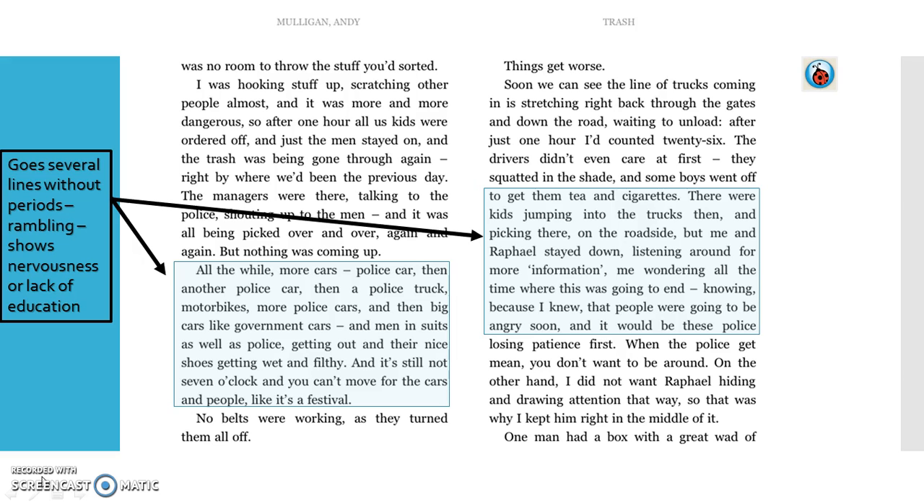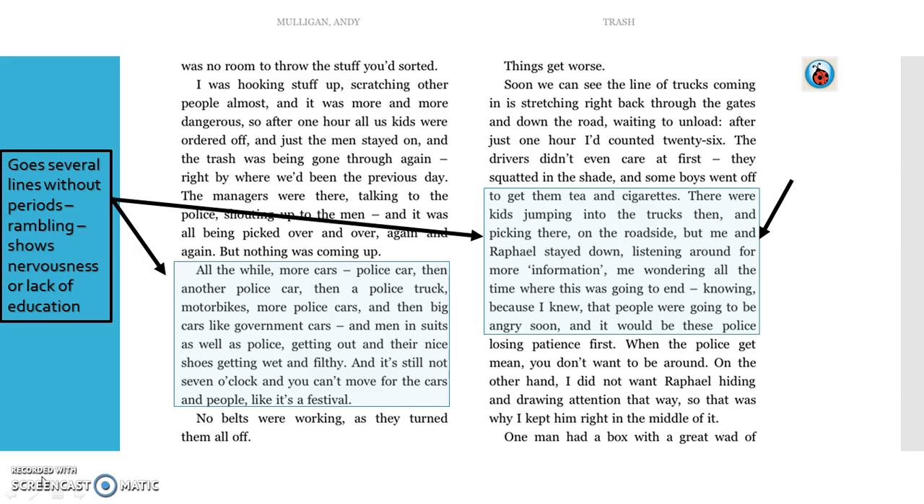Okay, lots of times when we ramble, we're nervous about something, and if you remember back to this part of the story, our characters were kind of nervous about the cops visiting the trash dump, knowing the information that they were holding from them. Again, lots of commas and dashes to continue sentences on, those rambling ideas.